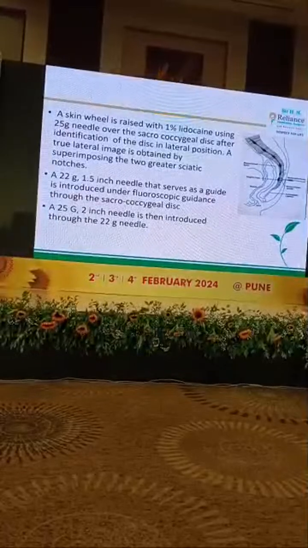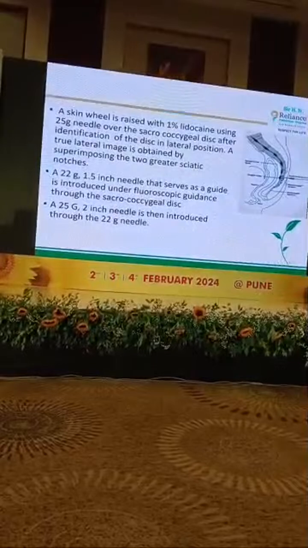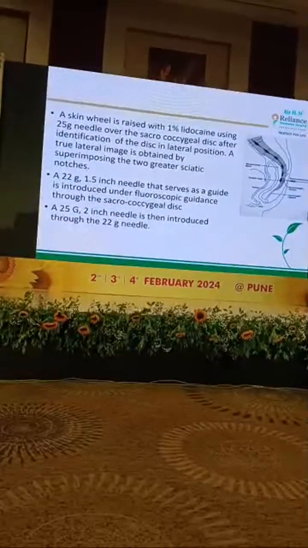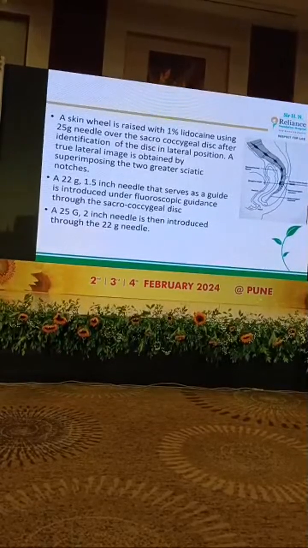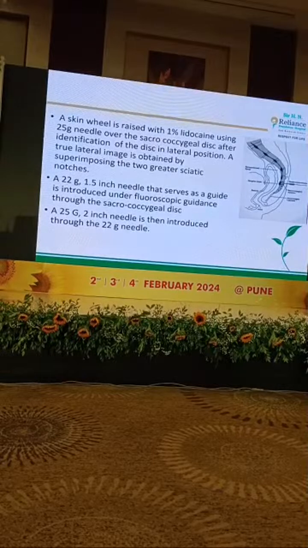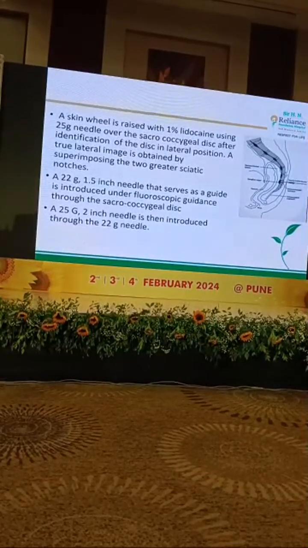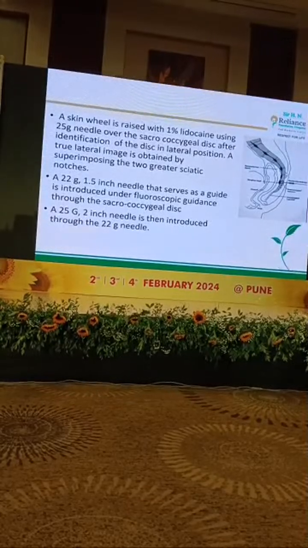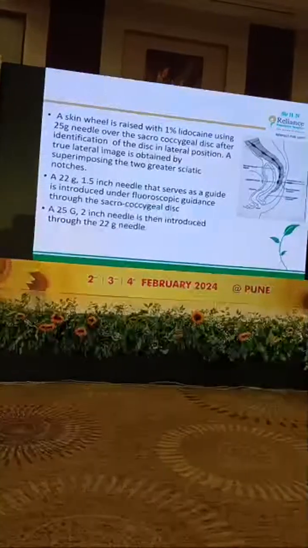Next, once we have given the local anesthesia, here I am describing the needle-in-needle technique, wherein a 22 gauge, 1.5 inch needle that serves as a guide is introduced under fluoroscopy guidance through the sacrococcygeal disc. Through that, a 25 gauge 2-inch needle is then introduced through that 22 gauge needle. You can see that picture on the left. So this is a small video.